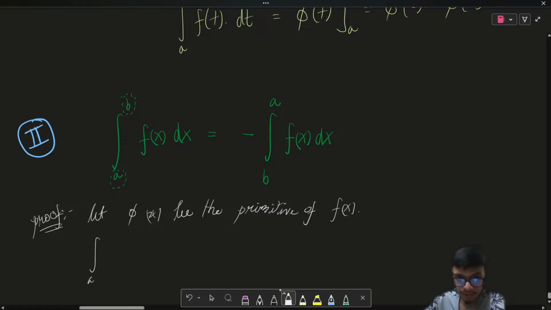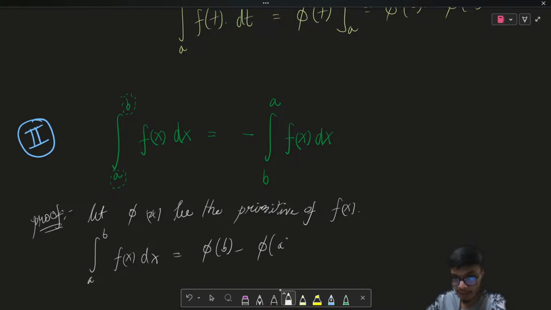Then in this case, if I do the integral from a to b for the function f of x dx, this is basically equal to phi of b minus phi of a, right? I hope this is right.